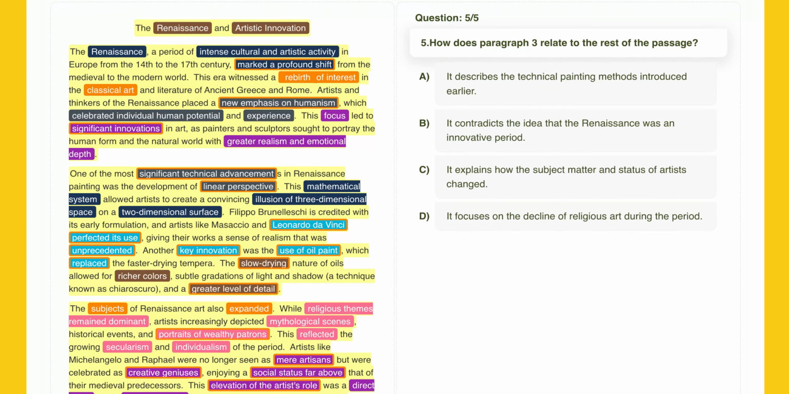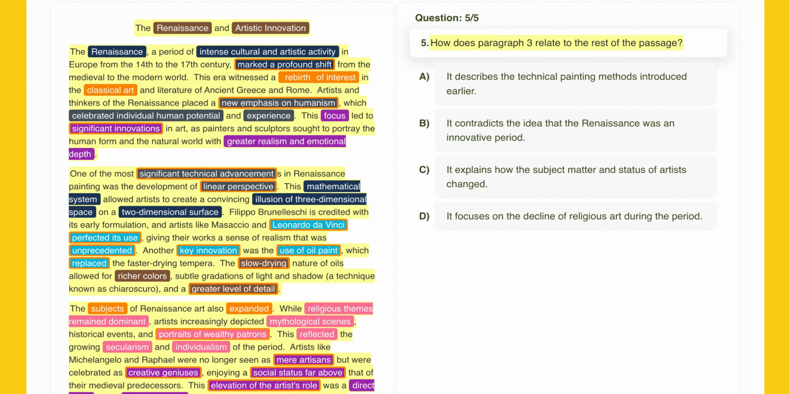Final question. This one asks about the rhetorical purpose or the organization of the passage. We need to see how the third paragraph fits into the bigger picture. How does paragraph 3 relate to the rest of the passage? The question asks for the relationship between paragraph 3 and the rest of the passage. Think about the structure. Paragraph 1 introduced the era and philosophy. Paragraph 2 talked about technical methods like linear perspective.